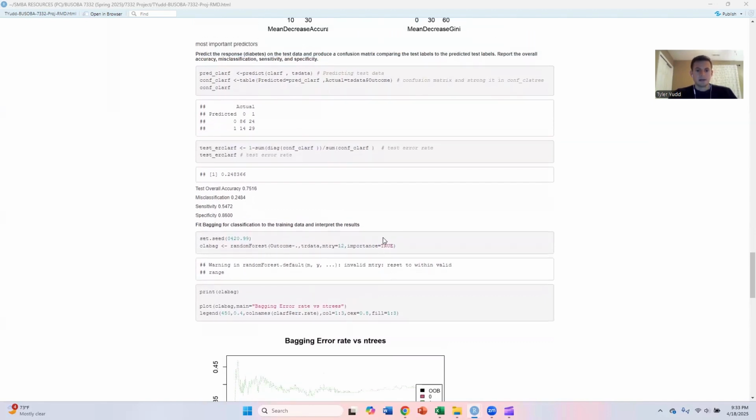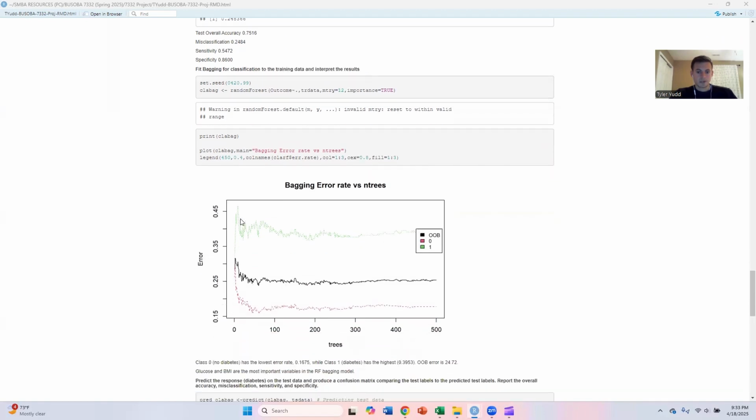Lastly, for the tree analysis, we did the random forest with bagging model, which had the highest overall accuracy at 75.16 and the highest specificity at 86. So it was better at detecting the true negatives. The error chart here was very similar to the random forest, where the diabetic group had the higher number of errors, whereas the non-diagnosed group had lower, and out of bag was in the middle, this time at 24.72, so a little bit higher than the random forest.